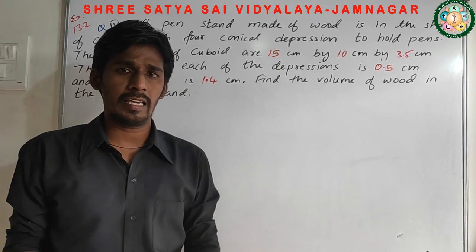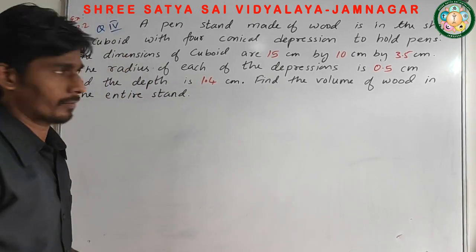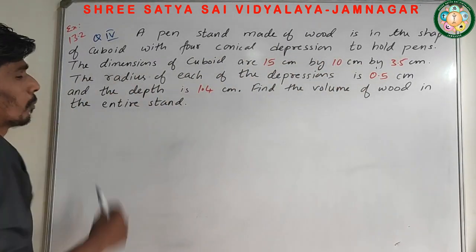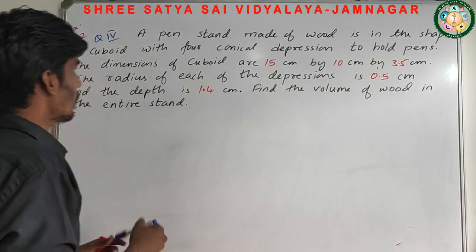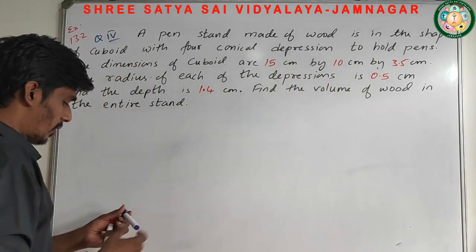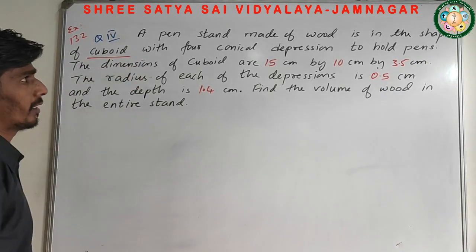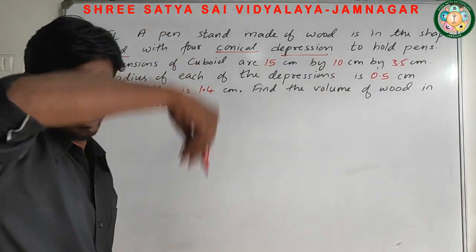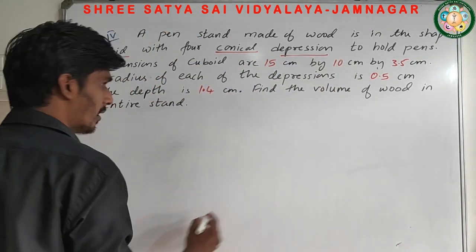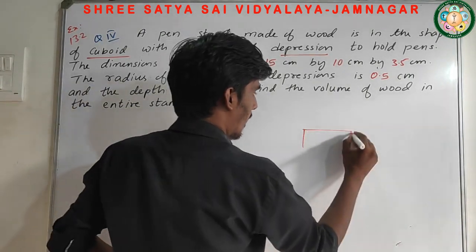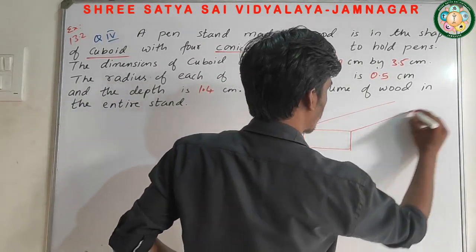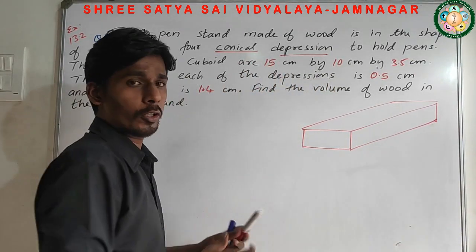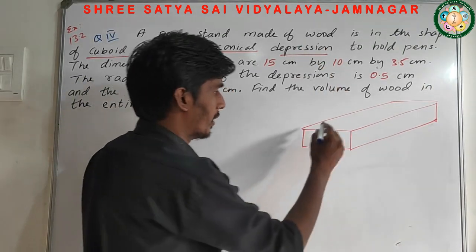Let's start with the next example. Question number 4. A pen stand made of wood is in the shape of a cuboid, with 4 conical depressions. Now this is very important. The first solid is the cuboid. Another is the conical depression. Now this word depression means like a pit. If I draw a diagram for this, a diagram is given in the textbook also. Something like this. Here 4 conical depressions are there for a pen holder.